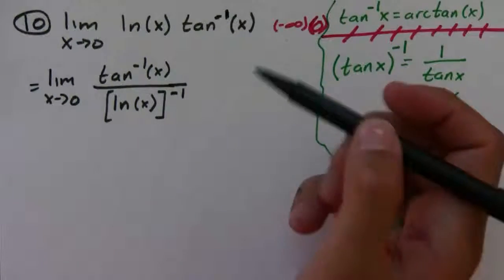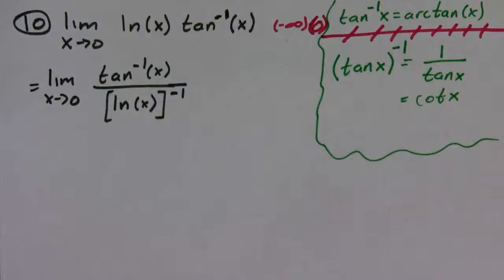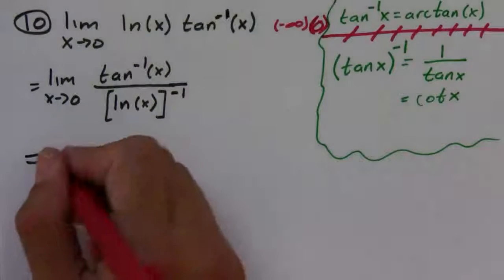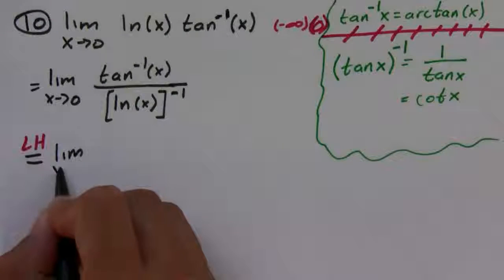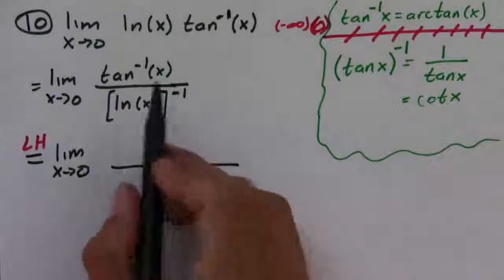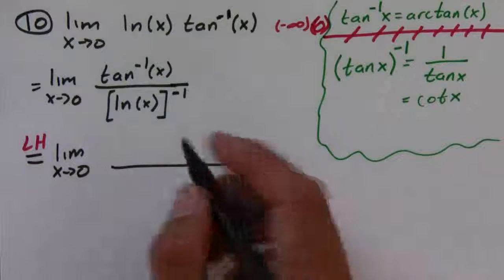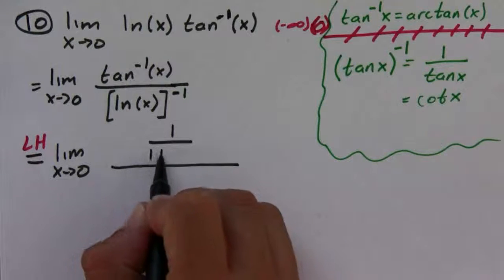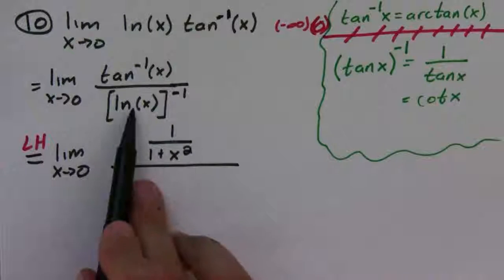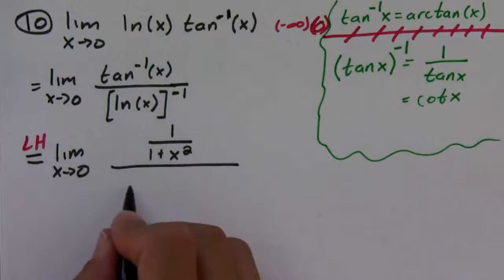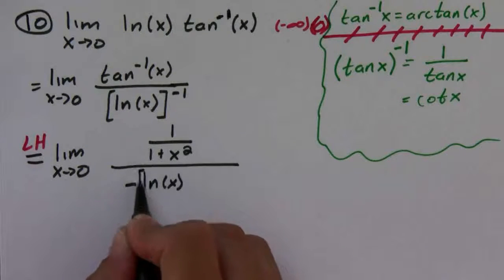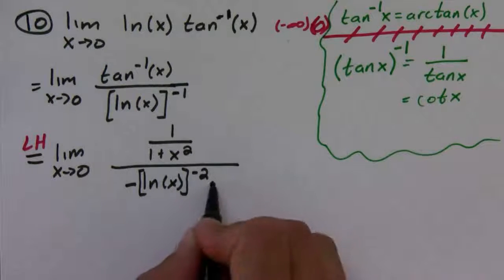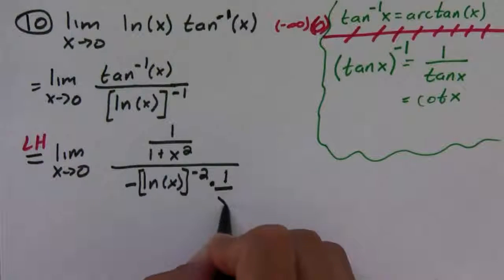Okay, so now what I have is 0 over 0, and so I can use L'Hopital's rule. If I use L'Hopital's rule, what I have is the limit as x approaches 0 of the derivative of arctangent, or inverse tangent. Remember, you're supposed to memorize it. It's 1 over 1 plus x squared. Now the derivative of natural log of x to the negative 1 is going to be negative natural log of x to the negative 2 times the derivative of natural log of x, which is 1 over x.